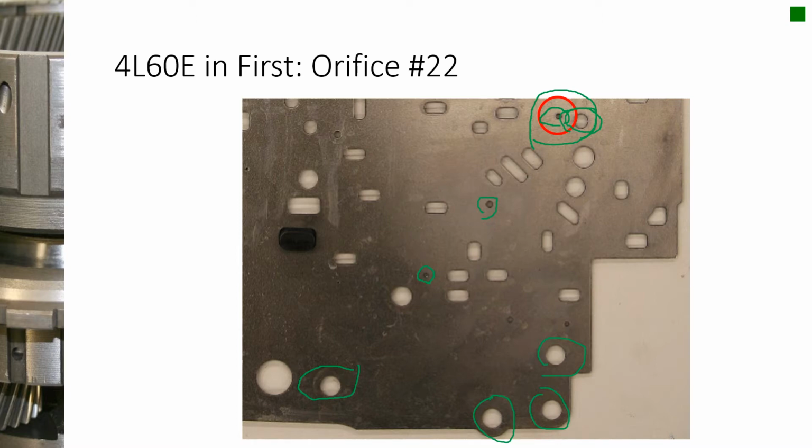And so that allows for the forward clutch to quickly release when we shift it out of drive. It doesn't have to squeeze through orifice 22. It can just unseat that check ball and release real quick.